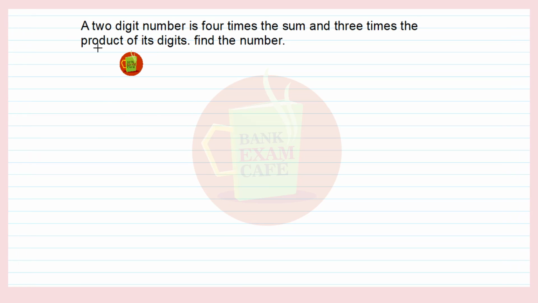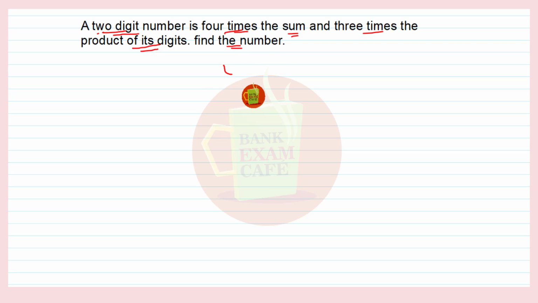Friends, here is another question. A two-digit number is 4 times the sum and 3 times the product of its digits. Find the number. Here it is given that a two-digit number is 4 times the sum of its digits and 3 times the product of its digits, and you have to find the number.